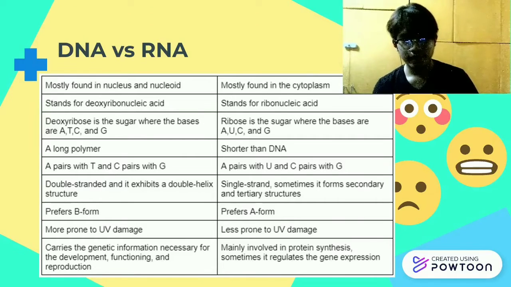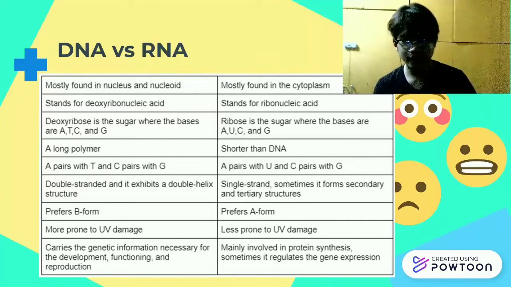Next, deoxyribose is the sugar where the bases are A, T, C, and G, which means A is adenine, C is cytosine, G is guanine, and T is thymine. While in RNA, ribose is the sugar where the bases are A, U, C, and G.